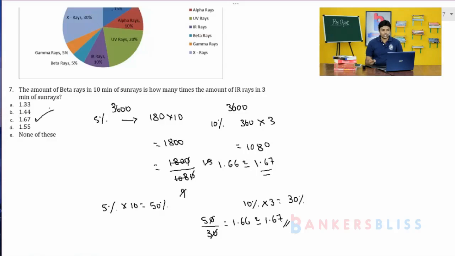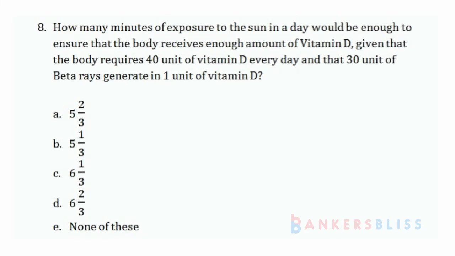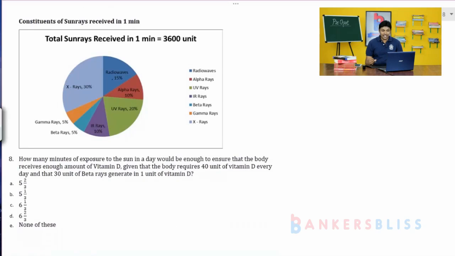Okay, so let's move on to the next problem, problem number 8. How many minutes of exposure to the sun in a day would be enough to ensure that the body receives enough vitamin D, given that the body requires 40 units of vitamin D every day and that 30 units of beta rays generate 1 unit of vitamin D. See, 30 units of beta rays generate 1 unit of vitamin D, but you want 40 units of vitamin D per day. So what they are asking is how many minutes of exposure to the sun in a day is required. So that is very, very important.